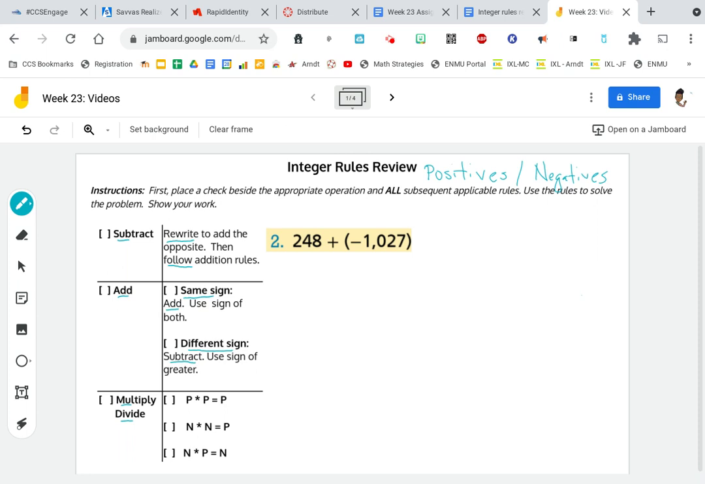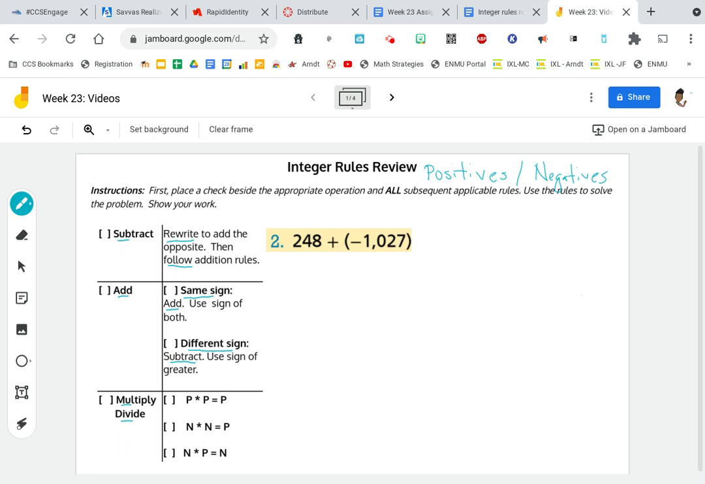And of course, the rules for multiplication and division are pretty well the same. A positive times a positive is a positive. A positive divided by a positive is a positive. A negative times a negative is a positive. A negative divided by a negative is a positive. A negative times a positive is a negative, and a negative divided by a positive is a negative. So we have to be able to apply all of these rules and not confuse them.